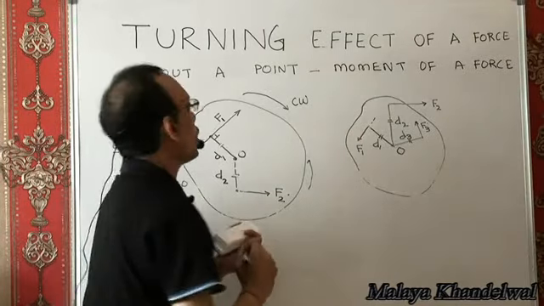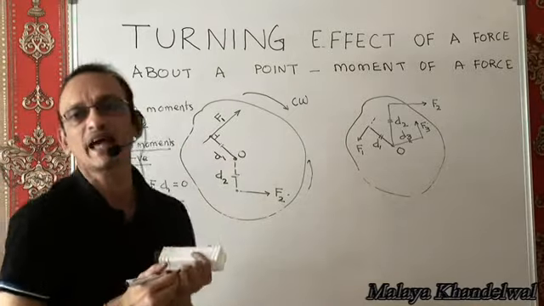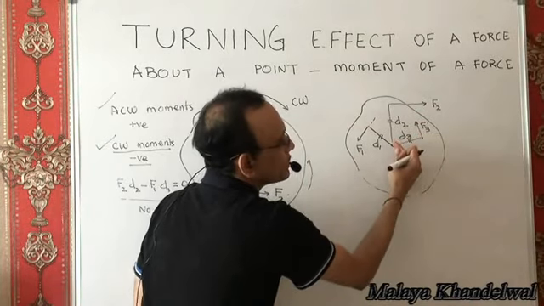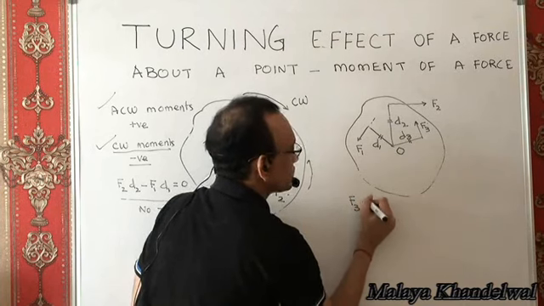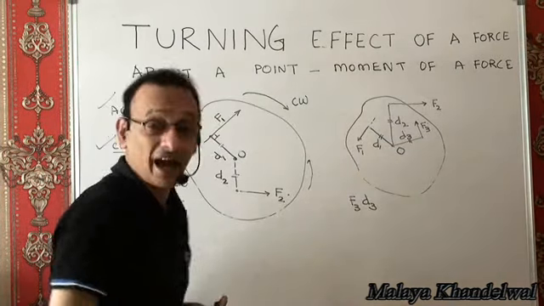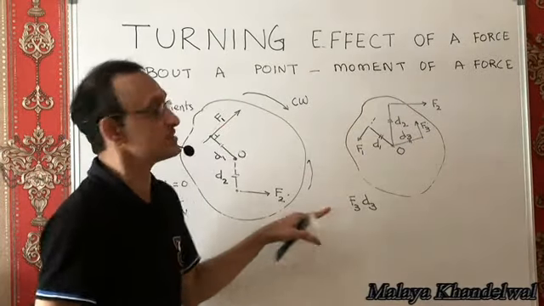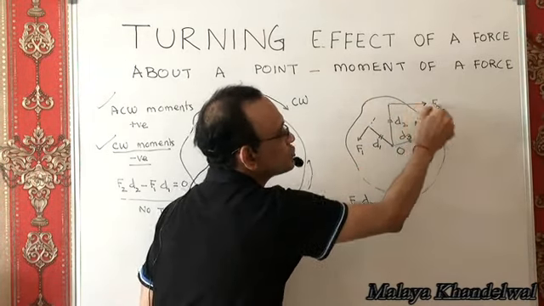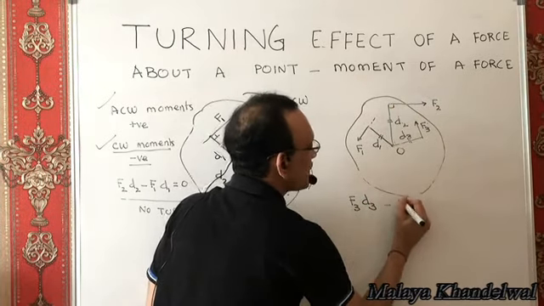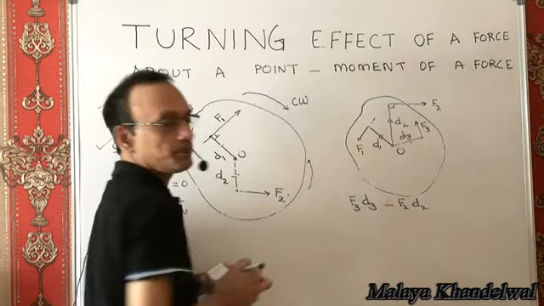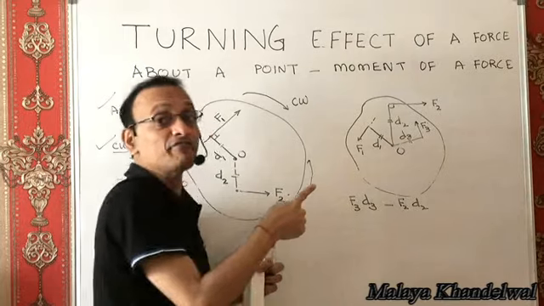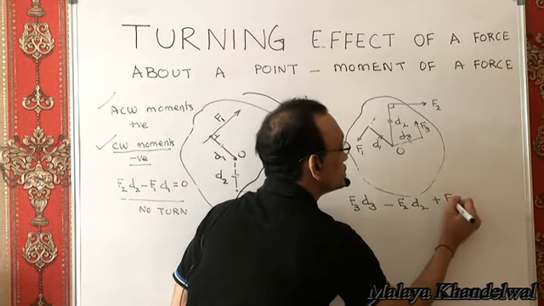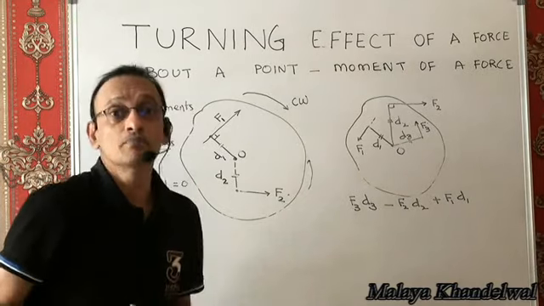Right? Suppose I chose all anti-clockwise moments as positive and all clockwise moments as negative. Then what's going to be the algebraic sum of the moments about O? F3 into D3 is anti-clockwise, so positive. Then F2 into D2, clockwise. The turning effect produced by this force about O is F2 into D2, so minus F2 into D2. And then what about F1? F1 again produces anti-clockwise turning effect about O, of magnitude F1 into D1. So that's the net moment produced about O.